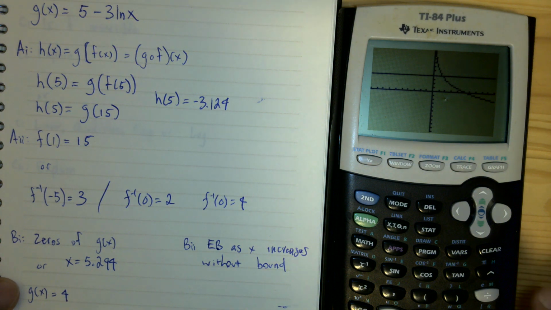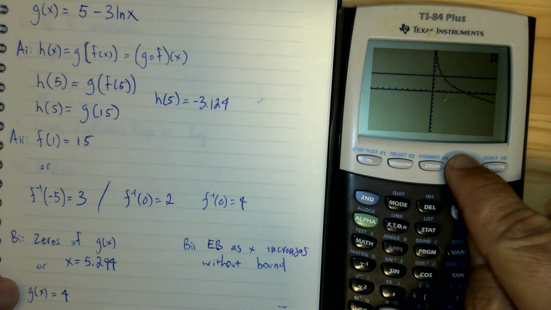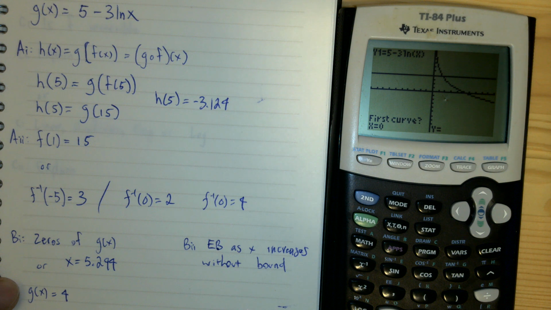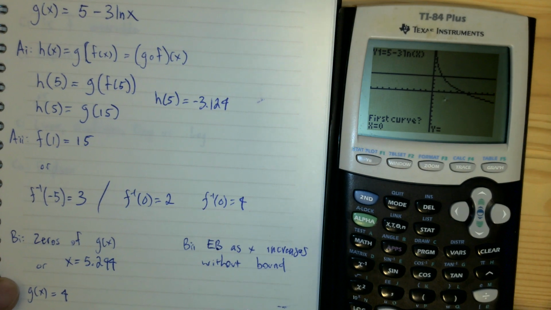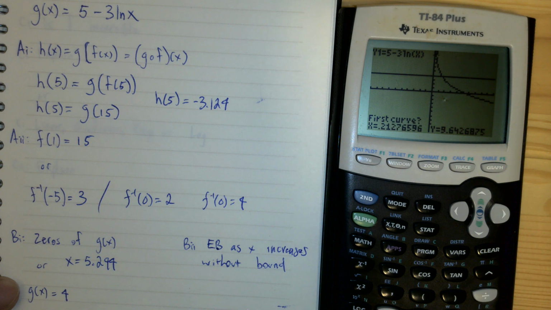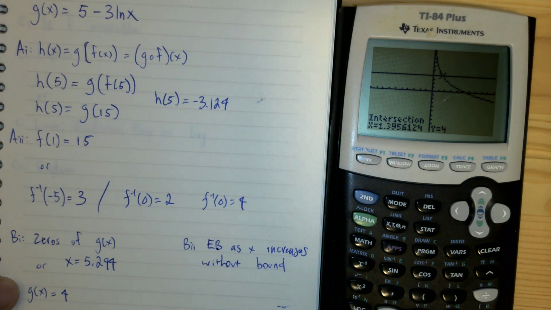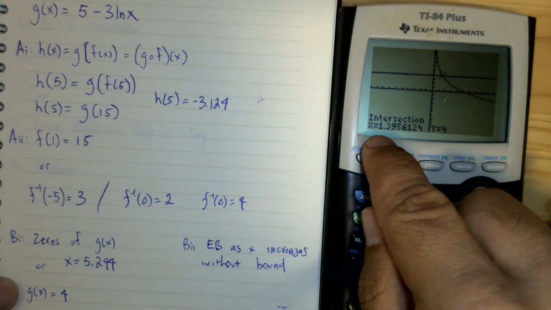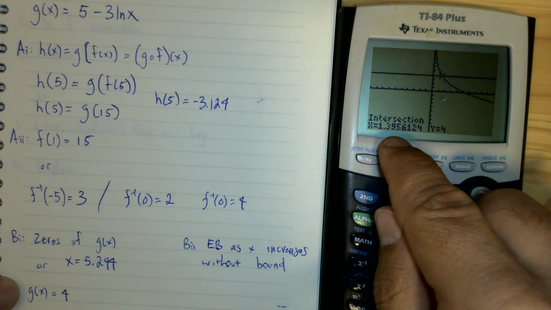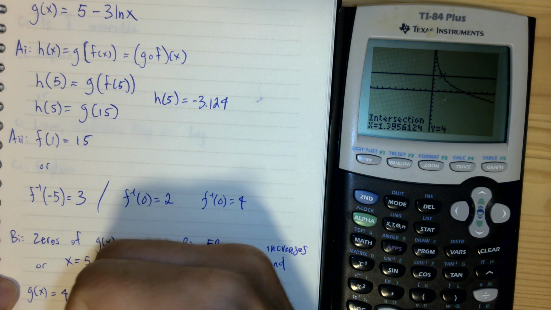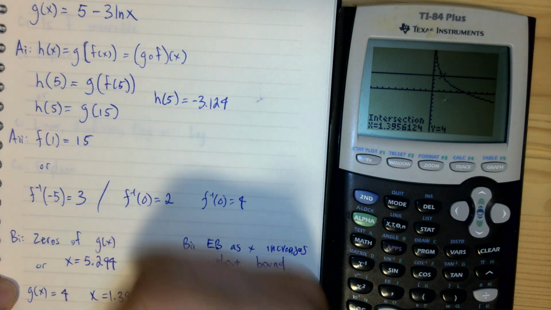For you to determine what that is, you again go second calculate, go over to intersect, and you're going to do curve 1, curve 2, first curve enter, there we go, got to select it, second curve enter, and then guess. Since there's only one point of intersection, it'll jump right to it, and that would be x equals 1.395 if I truncate it. So this would be x equals 1.395.